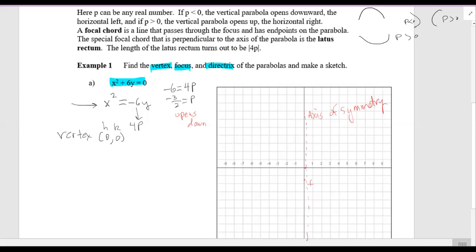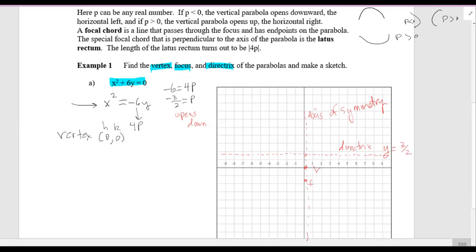It's equidistant from that focus to the directrix. So the directrix is going to look like this also, 1.5 units away from the vertex, same distance as the focus is to the vertex. That's V. So here's our directrix. And we can easily see from our drawing that line is 3/2.